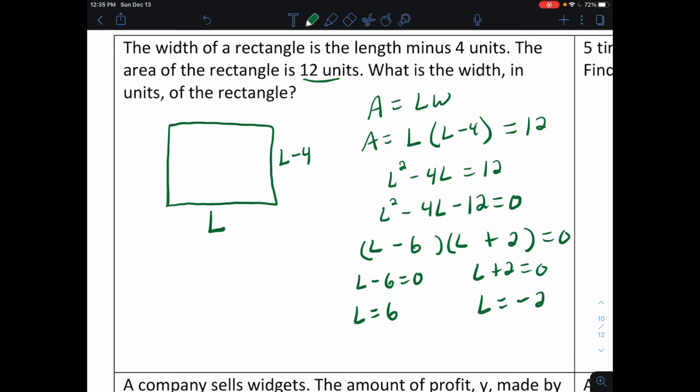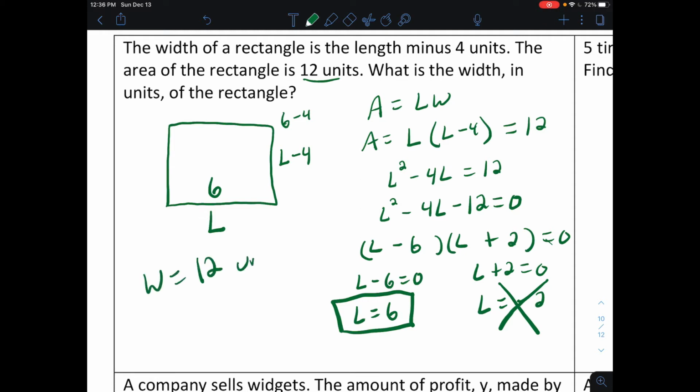Now, when you're solving applications, you have to look at the numbers you have and figure out if they both make sense. We're talking about a rectangle and its length, and that's what L is. It doesn't make sense to have a length of negative 2. Length has to be 0 or bigger. So negative 2 is eliminated, which means the length of this rectangle is 6. To find the width, it's 6 minus 4, which gives me a width of 2 units.